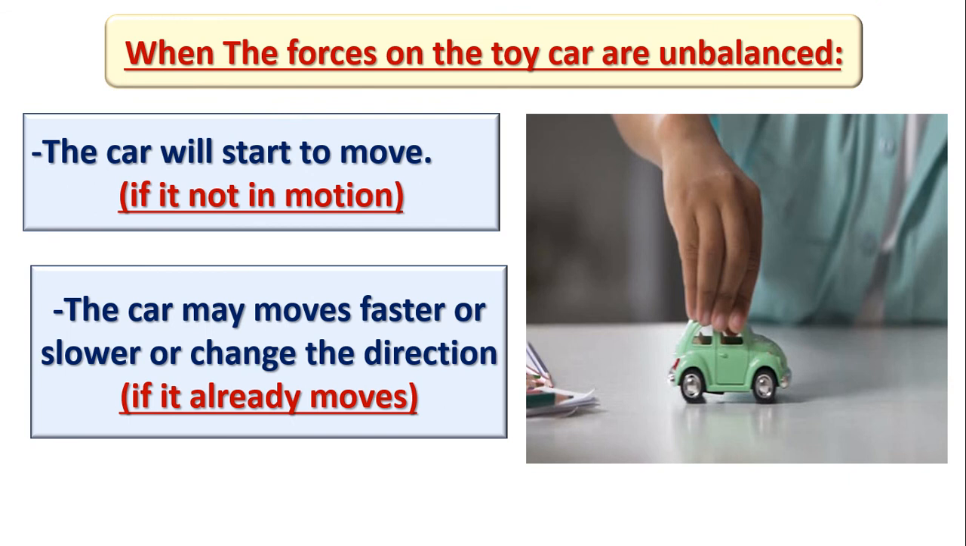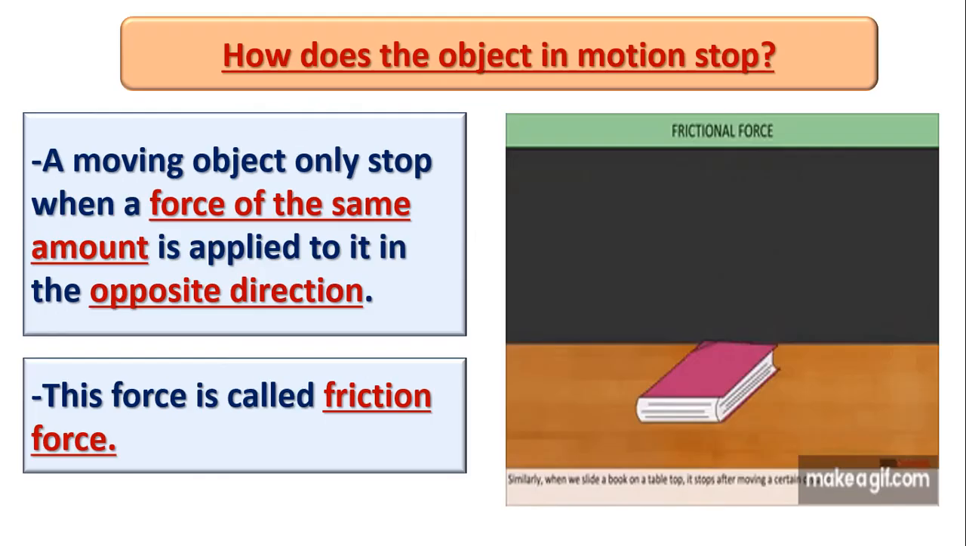Okay, what if the force becomes unbalanced? The force which affects the toy car becomes unbalanced. What happens to the car? The unbalanced force makes things move. So the car will start to move. When you make an unbalanced force on the car, like pushing or pulling, the car will start to move. Maybe it can move faster, or maybe you can make it move slower, or maybe you can even change the direction of moving, like from right to left or from left to right. So, to make something move, you should make an unbalanced force by pushing it or pulling it.